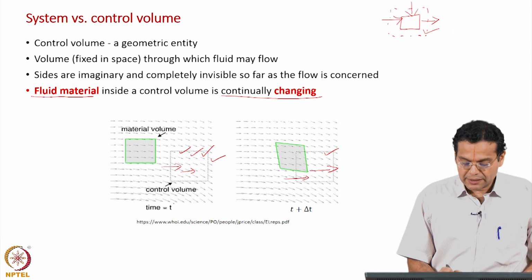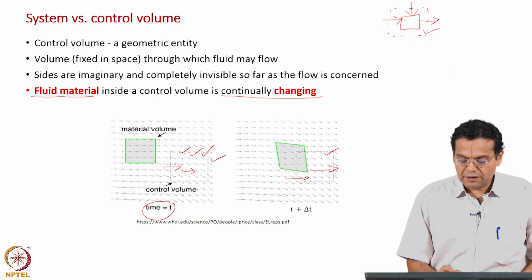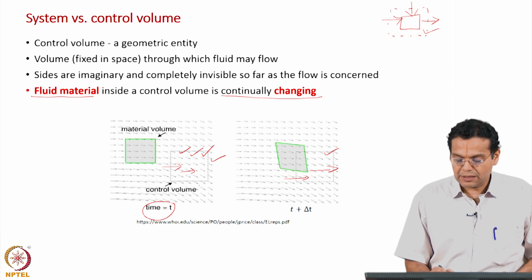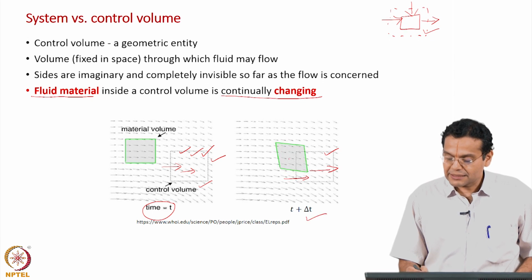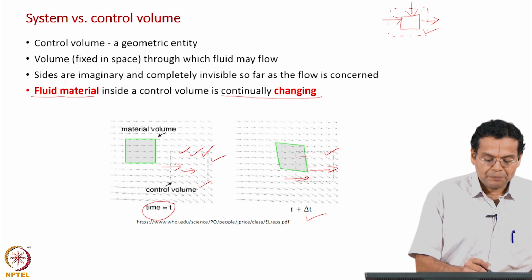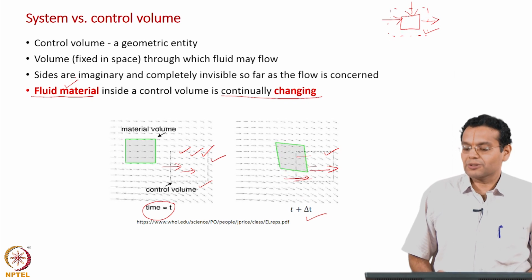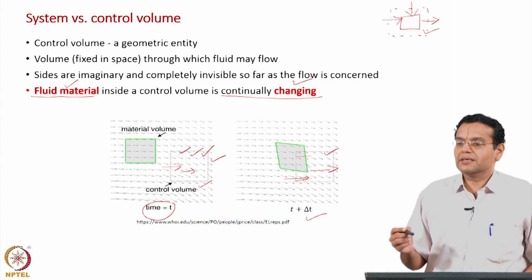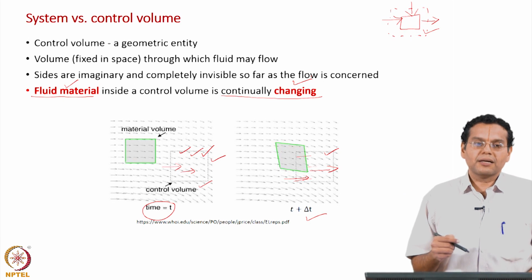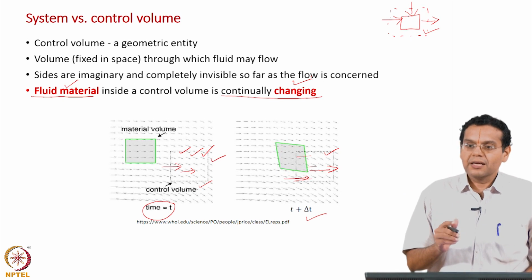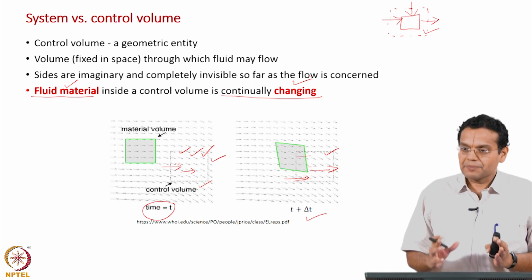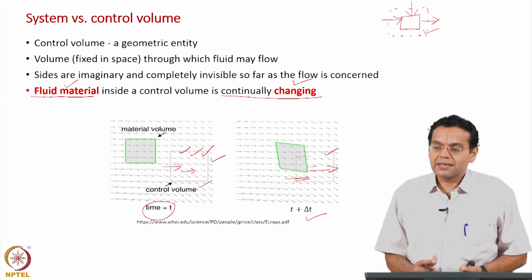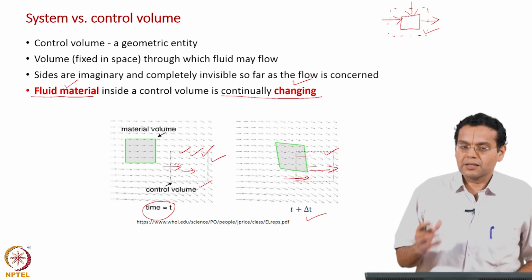At this point of time t, some set of particles are flowing through the control volume. At some other time t plus delta t, some other set of fluid particles are flowing through the control volume. That is why the fluid material inside the control volume is continually changing, in complete contrast to the system where the fluid particles which constitute the system were always the same. That is a big and clear distinction between system and control volume.